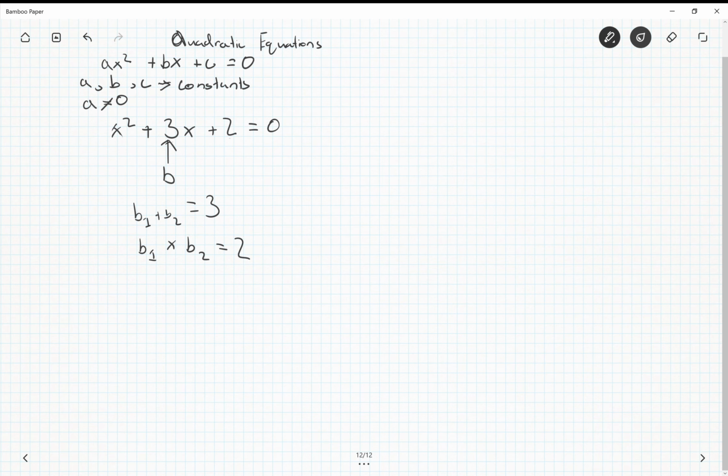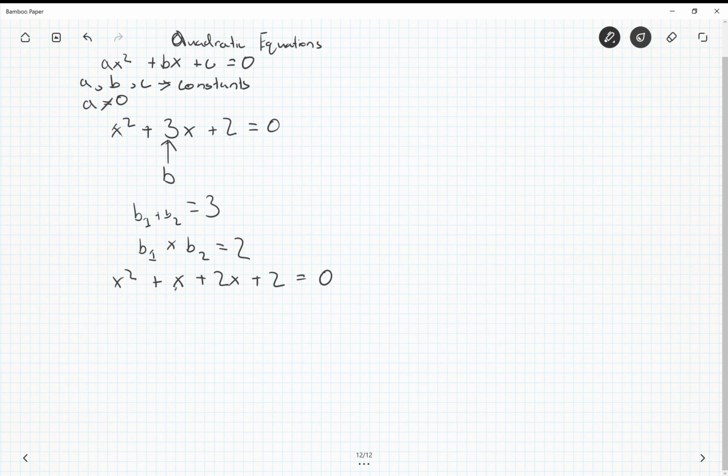The way I like to do it is find the multiples of 2. So there's 2 and 1, and we automatically get our answer. If we add those two, it equals 3, and if we multiply them, it equals 2. So now it can become x squared plus x plus 2x plus 2 equals 0. As I said before, if there's nothing before the x, it's automatically considered 1x.